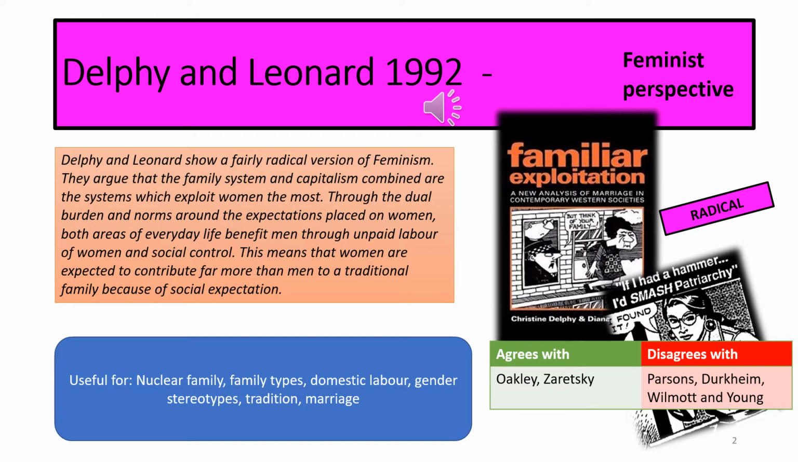If you ever use them in an essay, you may want to use Oakley or Zaretsky to back up this point of view. And obviously the functionalists are the big opposite view in terms of their views around socialisation and particularly the benefits of the nuclear family. So Parsons, Durkheim and Willmott and Young all have a role to play. In any essay, particularly in the family section, I can see Delphy and Leonard being fairly easy to use. Anything on family types, the nuclear family, domestic labour, all of the stuff in the blue box at the bottom, and anything else you can think of, they're going to be really handy to bring up.